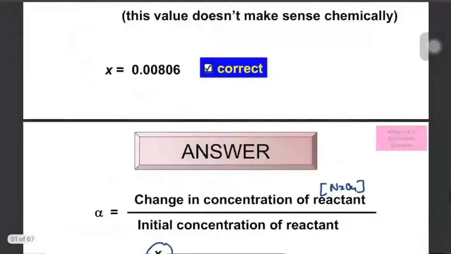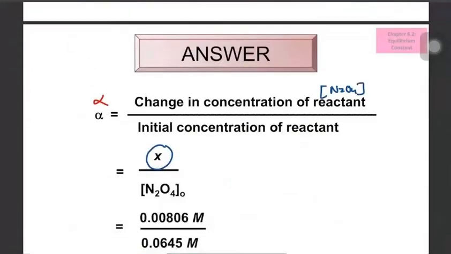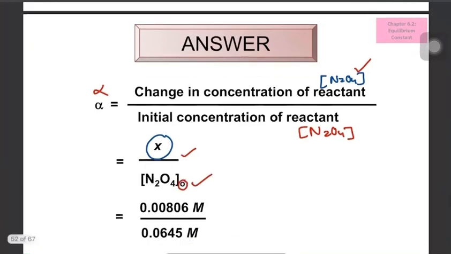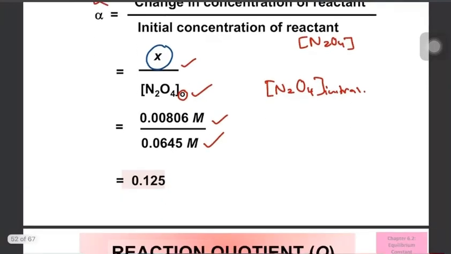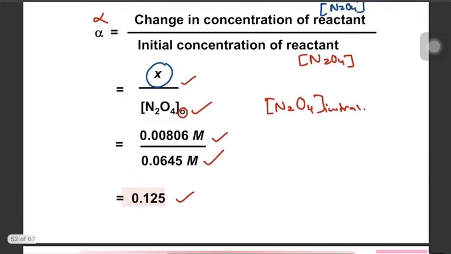So substitute into the degree of dissociation equation, which is X divided by the initial concentration of reactant. If you can remember, just write it as N2O4 instead of writing it as reactant. So can you see that knot over here? The knot means initial. Or if you cannot remember, no problem. You just write concentration initial, still accepted. Substitute in the corresponding value, and you get the value of alpha as 0.125.